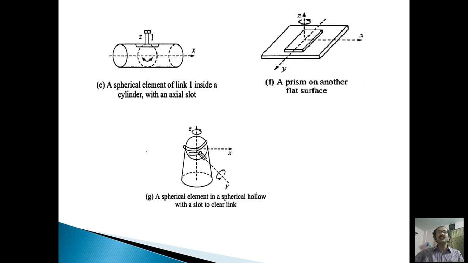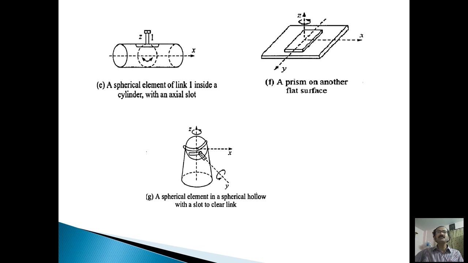So it is in the class of pair 3 and its degree of freedom is 3. Similarly, in figure F, the prism on a plane. The number of resistances on translatory motion is 1, and on rotary motion is 2. So the total number of resistances is 3. So it is the class of pair 3 and its degree of freedom is also 3.